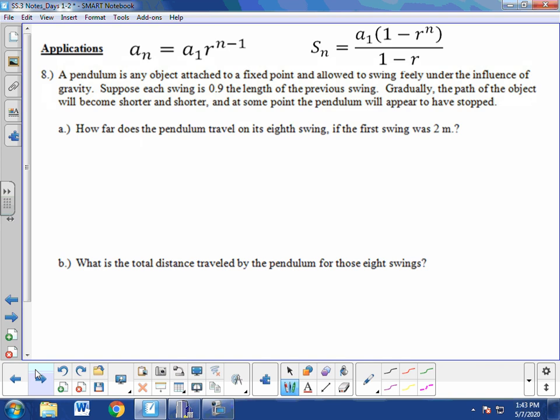Let's go ahead and take a look at an application problem. So in problem 8, it says a pendulum is any object attached to a fixed point and allowed to swing freely under the influence of gravity. There's a typo there, but I'll have that fixed for your notes. Suppose each swing is 0.9 the length of the previous swing. Gradually, the path of the object will become shorter and shorter, and at some point, the pendulum will appear to have stopped.